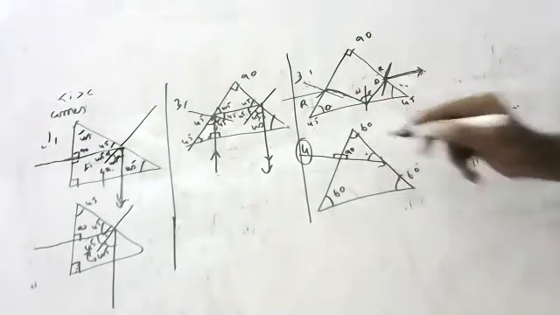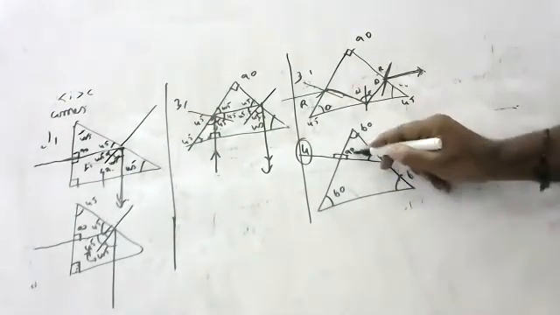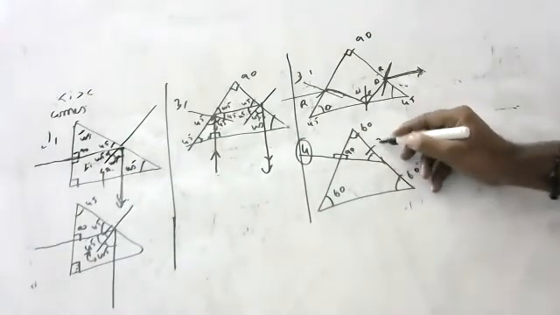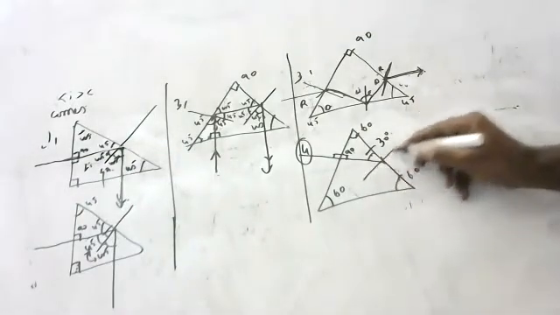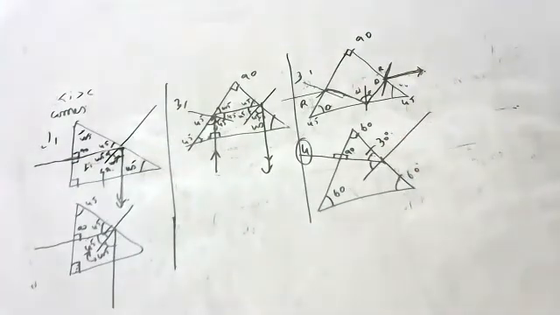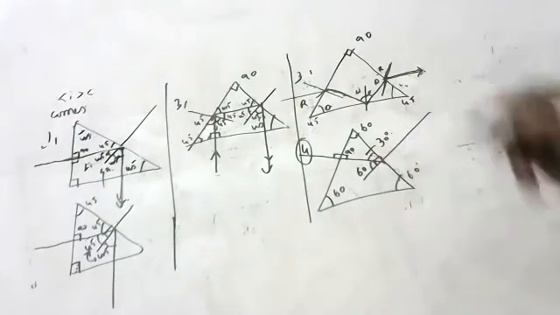Can anyone tell me how much is this angle? This is 90, this is 60. Yes, 30, very good. Draw the normal here. If this is 30, this will be how much? 60, because normal means 90.